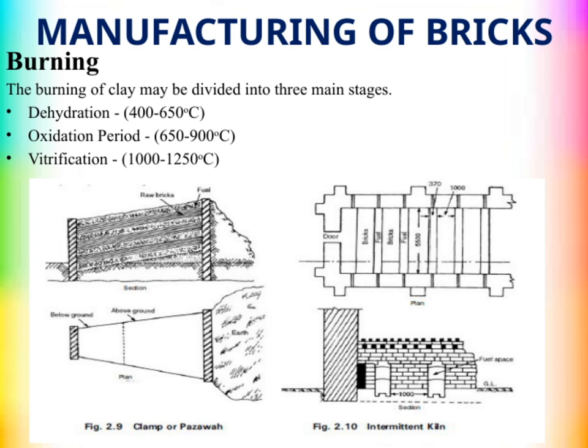Finally, there's vitrification, happening from about 1000 to 1250 degrees Celsius. This is the stage where the clay particles fuse together, forming a glassy, solid structure. Vitrification is essential because it gives bricks their hardness and water resistance, making them suitable for construction. Understanding these stages helps us see how controlled heating transforms raw clay into the sturdy bricks we rely on. It's a fascinating process that combines chemistry, physics, and craftsmanship, all vital to producing quality building materials.